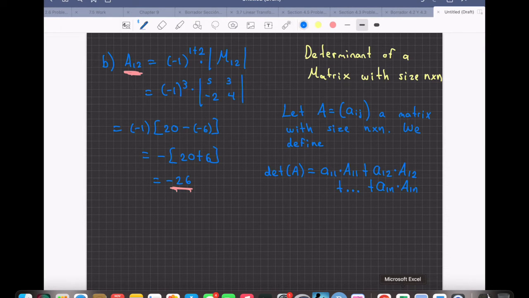Or if you want to use sigma notation, this is the same as the sum from j equal 1 up to n of A1j times the cofactor A1j. So in other words, computing the determinant implies a sum of the elements of the row 1 times the corresponding cofactors. Let's see one example.